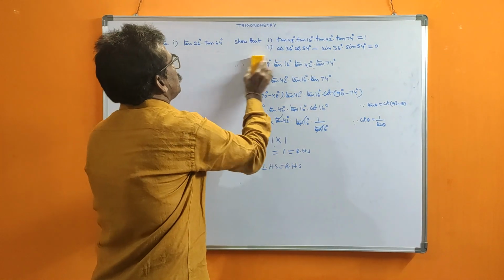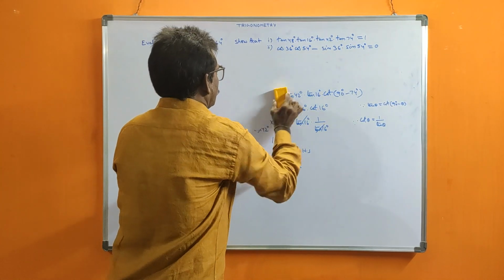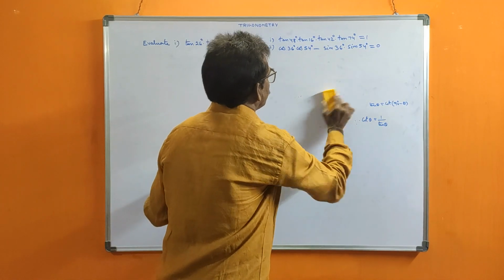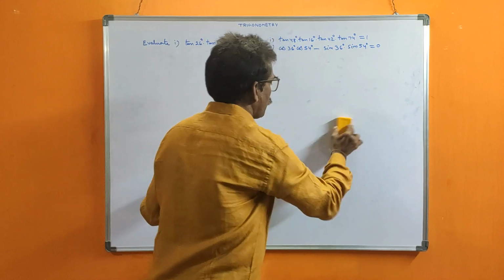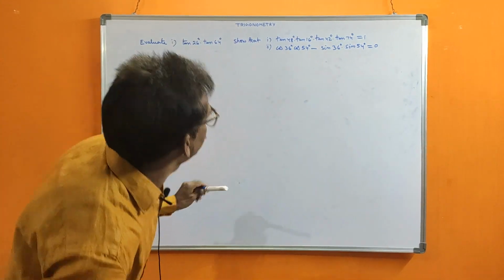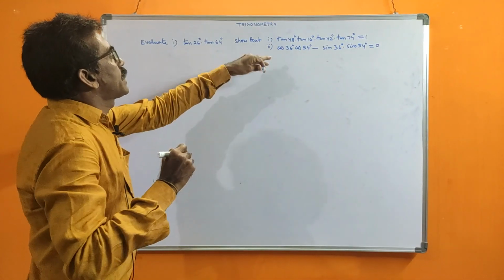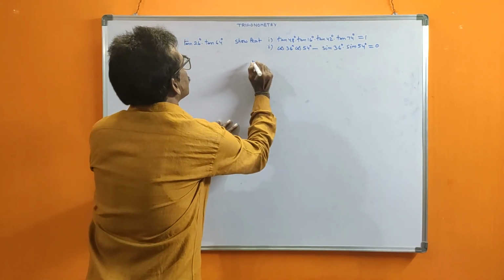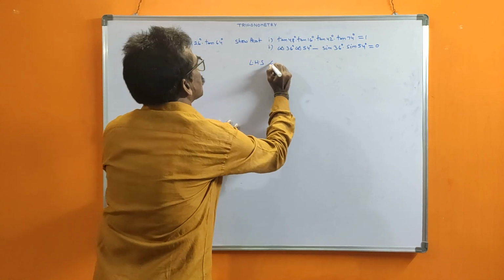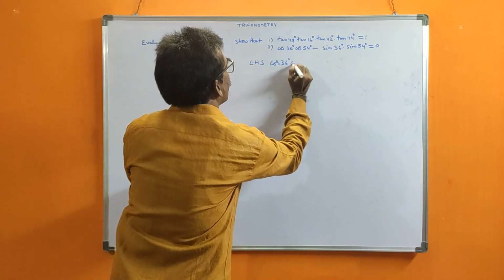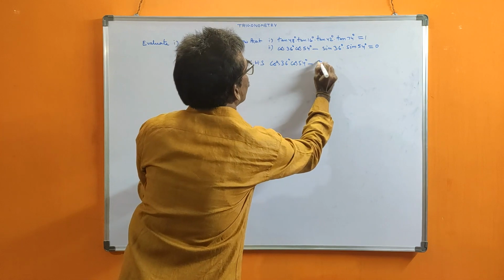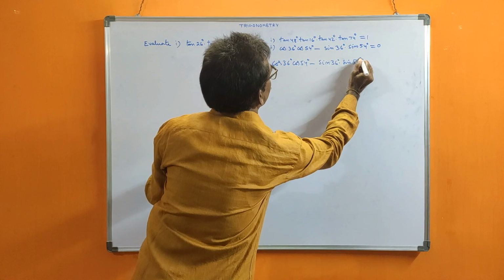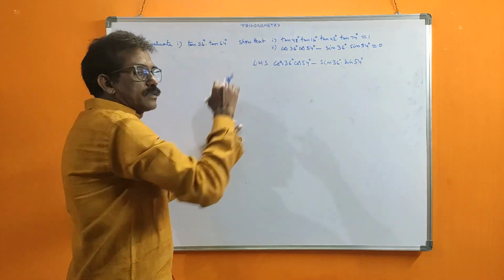Next, the third one. The third one is also an identity. Taking LHS, you take cos 36 cos 54 minus sin 36 sin 54. This is LHS. We should show this equals RHS.